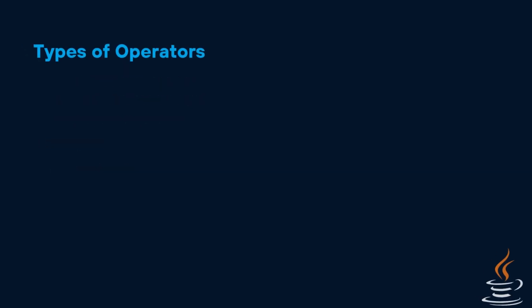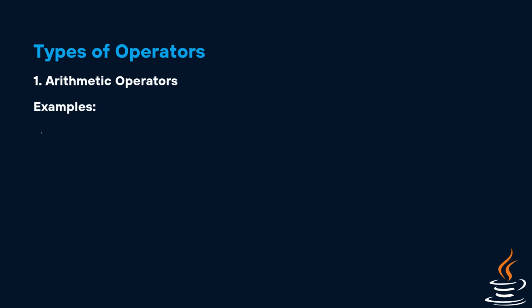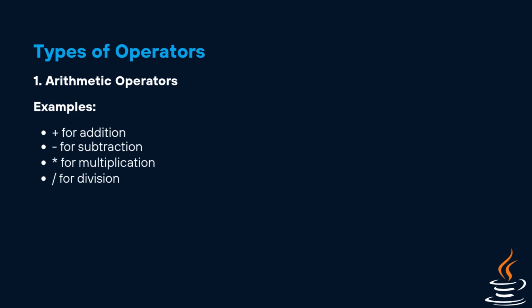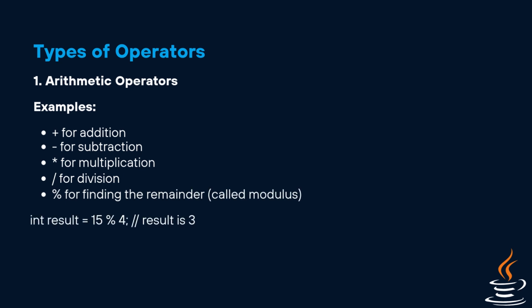Types of operators. Java has several types of operators. Let's look at each one, starting with the most common. Arithmetic operators. These are used for basic math. Here are some examples. This is used for addition. This is for subtraction. This one for multiplication, this for division, and this one for finding the remainder, called modulus. For example, int result = 15 % 4, and the result is 3. The modulus operator gives you what's left over after dividing.